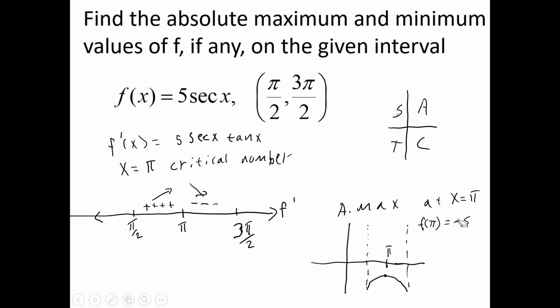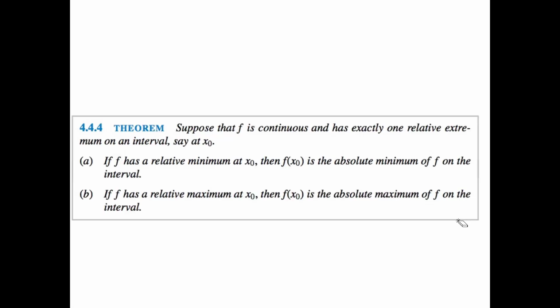That leads us to our next theorem. It's going to be useful from time to time. So suppose that f is continuous and has exactly one relative extremum on an interval, say at x naught. If f has a relative minimum at x naught, then f of x naught is the absolute minimum of f on the interval. If f has a relative maximum at x naught, then f of x naught is the absolute maximum of f on the interval.